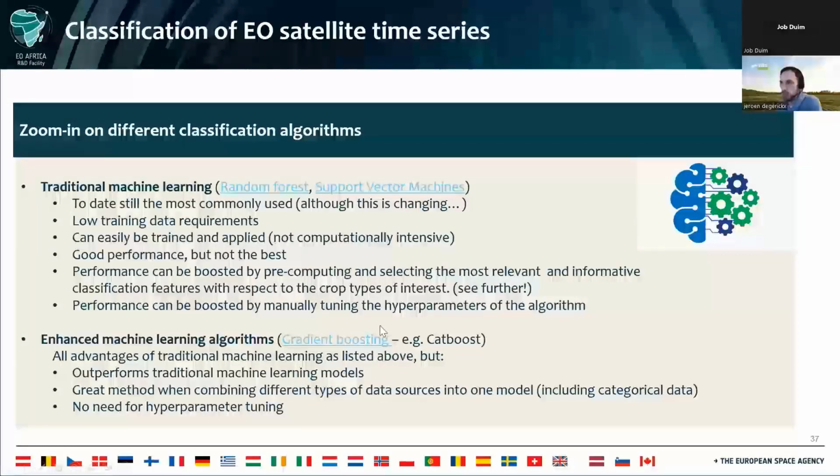And there I want to mention this gradient boosting approach, for instance, which is also very easy to train and implement in your workflows, but it has been shown to outperform these traditional machine learning approaches. And an additional advantage is that it doesn't need any hyperparameter tuning, which in the case of random forest might be needed to get really top-notch accuracy.